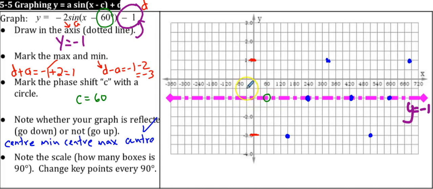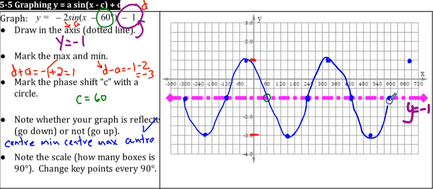So 3 boxes, now we're going to be up at the max, 3 boxes, center, 3 boxes, min, 3 boxes, center, and join the points. Try to make them smoother than I'm doing. And then again, continue this one to make it look like it's continuing the pattern.